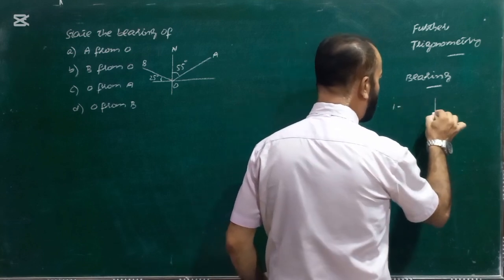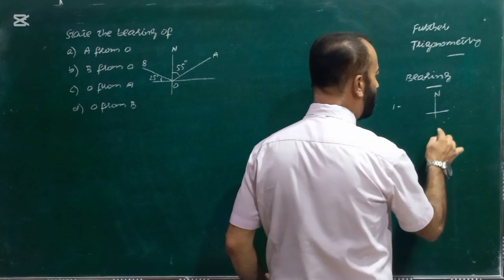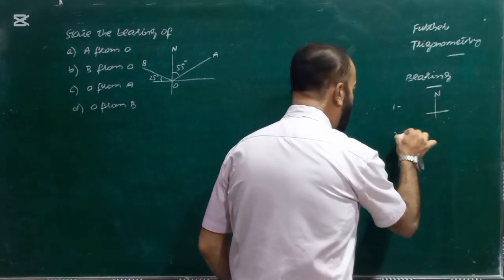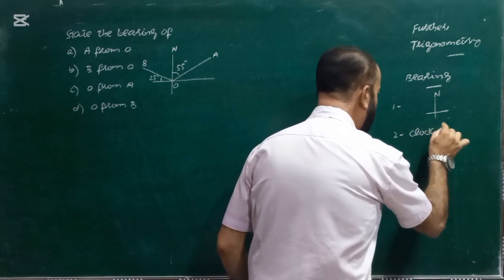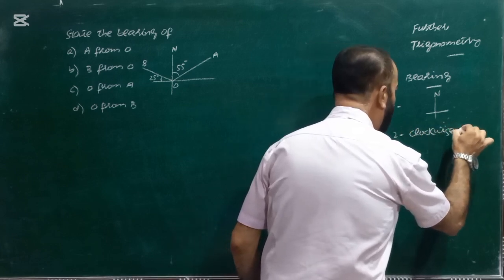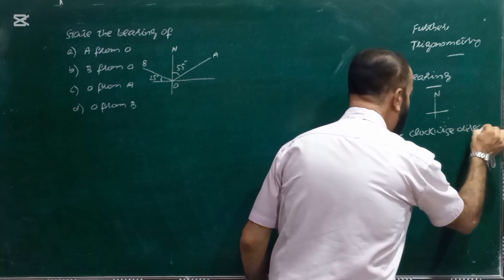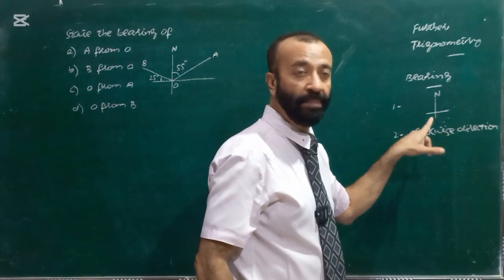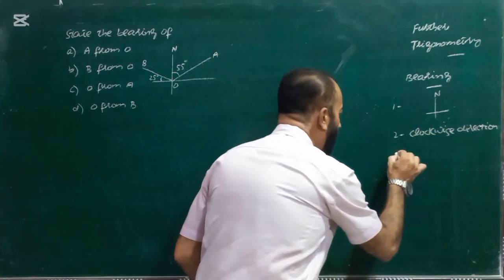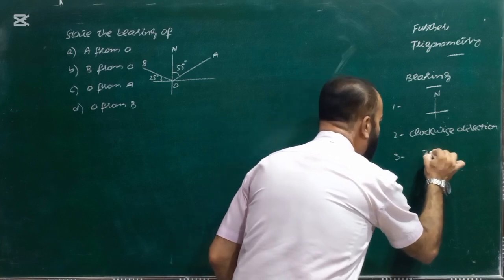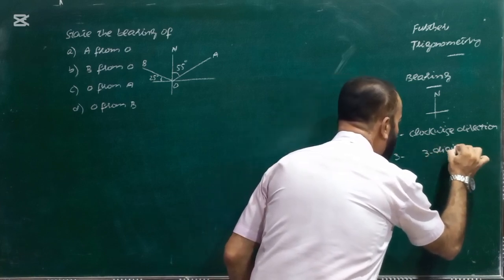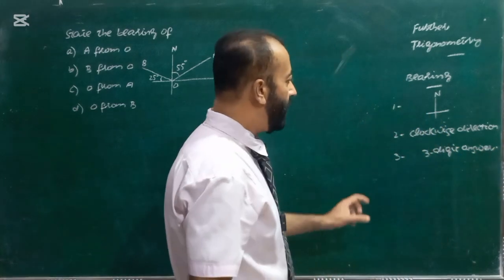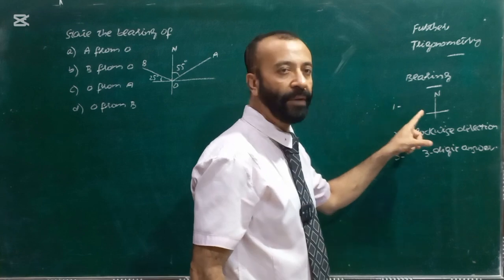Number one, north direction will be involved, because you know east, west, north, south. Number two, clockwise direction will be involved in solving the question, no anti-clockwise movement. And number three, a 3-digit answer should be written. So these are the 3 points which we have to care for in solving bearing.